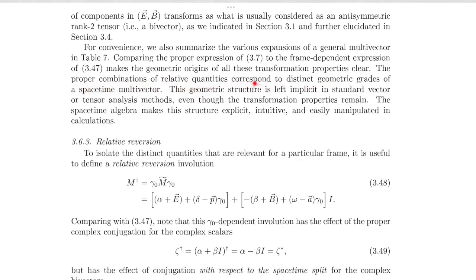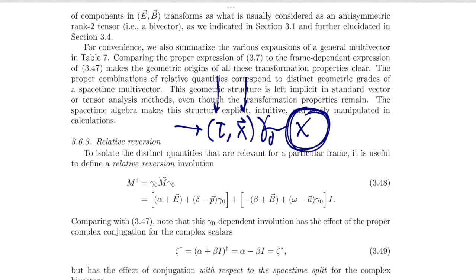The proper combinations of relative quantities correspond to distinct geometric grades of a space-time multivector, right? And so the proper combinations of relative quantities, what they mean there is they mean things like T and, I guess X is a good example, right? T and X. This is a combination of relative quantities that really forms a proper object X, right? So they correspond to distinct geometric grades of a space-time multivector. So this is a grade 1 object, despite the fact that this combination is a grade 0 and a grade 2 object, where we know that they're related to this grade 1 object through this duality transformation. So that's what they're saying there.